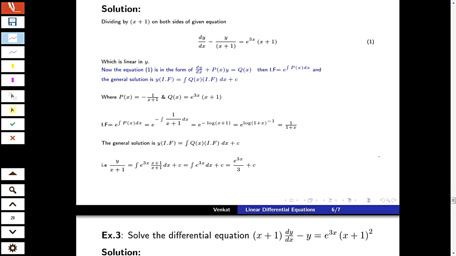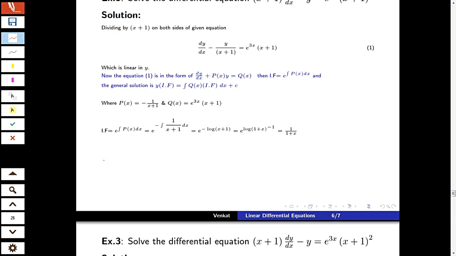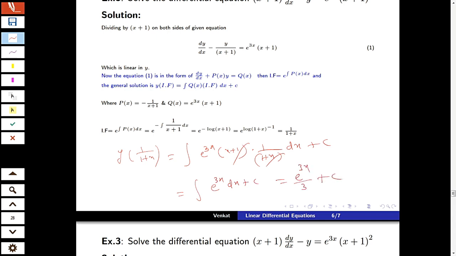Then come to the solution part. y into integrating factor equals integral of q of x into integrating factor. Right hand side is e power 3x into x plus 1 dx. Integration of e power ax dx is e power ax by a. That's the solution.